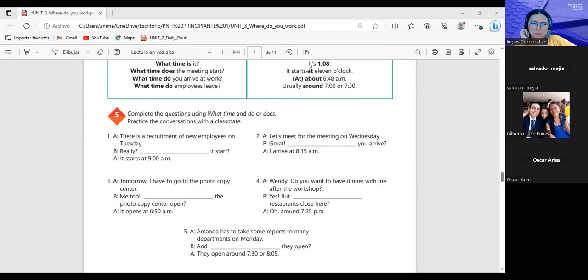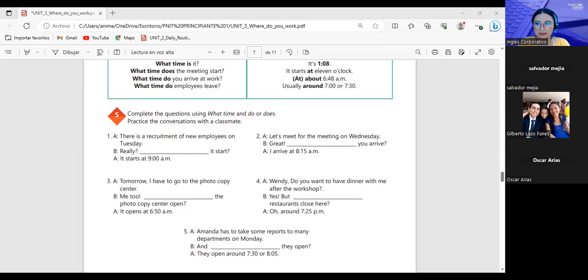How do you know? ¿Cómo sabemos entonces qué auxiliar voy a ocupar, clase? En todas voy a ocupar what time. Eso es un hecho. Pero en algunas puede ser what time do, what time does. ¿Cómo sé entonces cuál es el auxiliar correcto? How do we know, class? Pongamos esa información por acá.